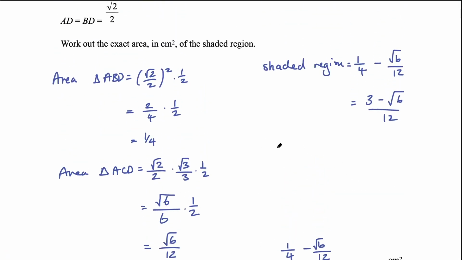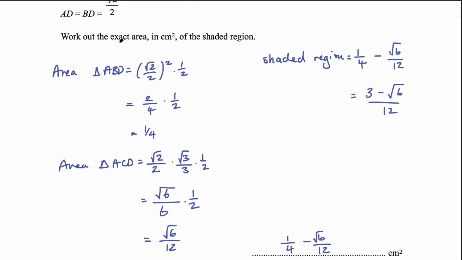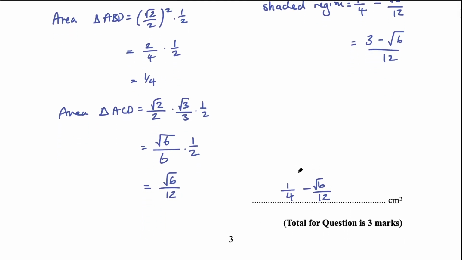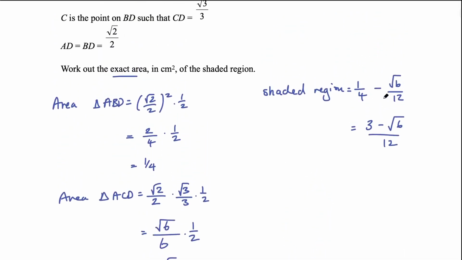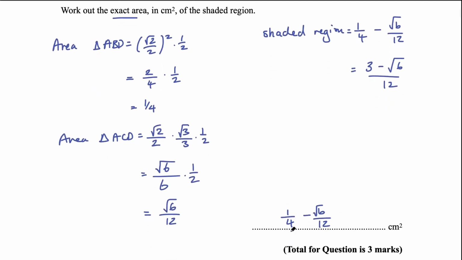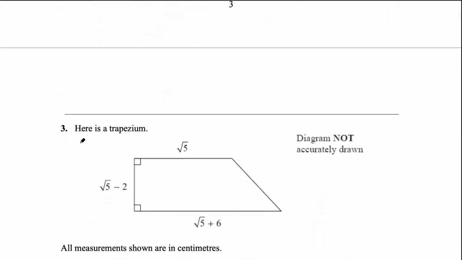And that was a 3-mark question. Now it does say the exact area. So that's the reason why you want to leave it in that form. If you tried to work this out with a calculator, you'd get some decimal. You'd have to round that off, and that wouldn't be exact. So when it says exact area in these types of questions with surds, make sure you leave it in this form, and don't try to work it out with your calculator and get some irrational number where the decimals keep going. Okay, all right, on to question 3.